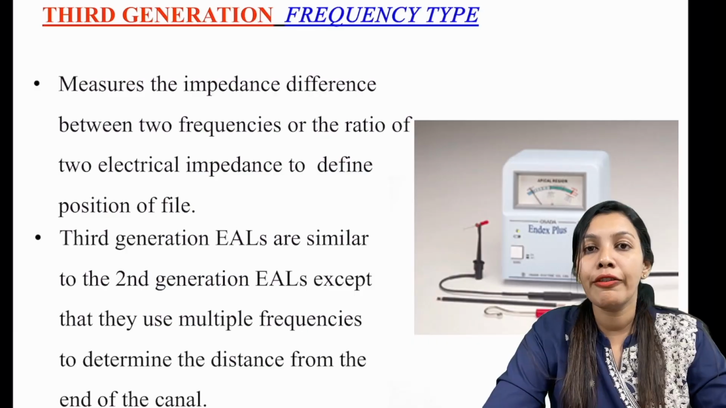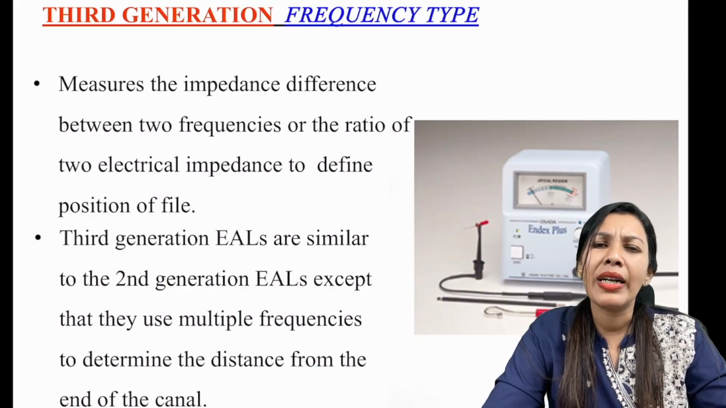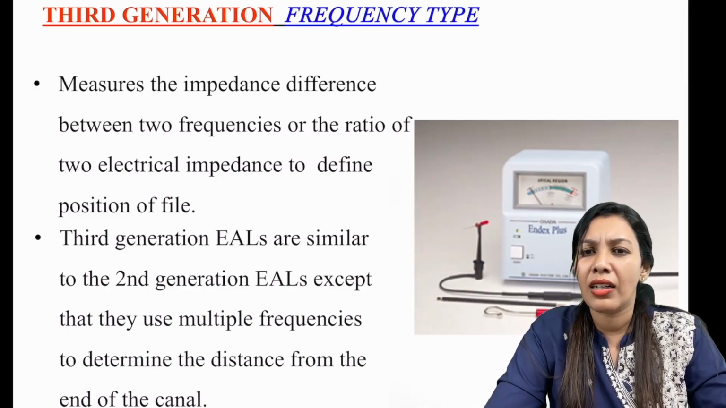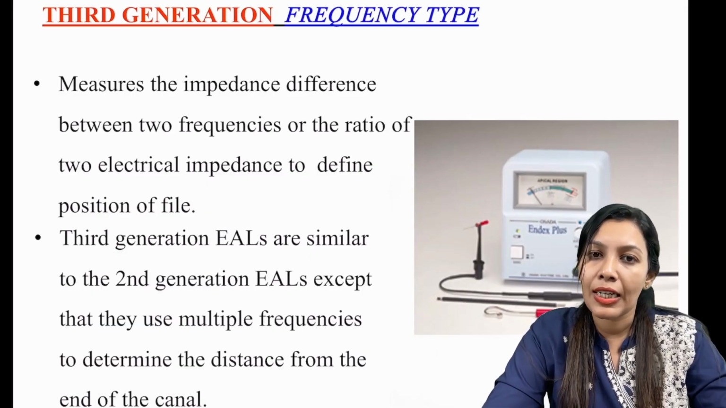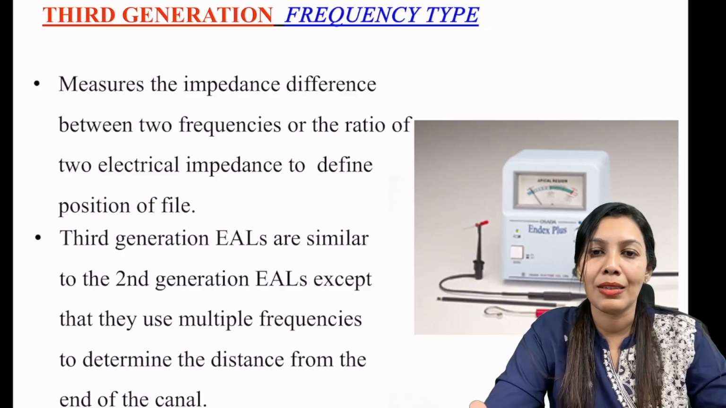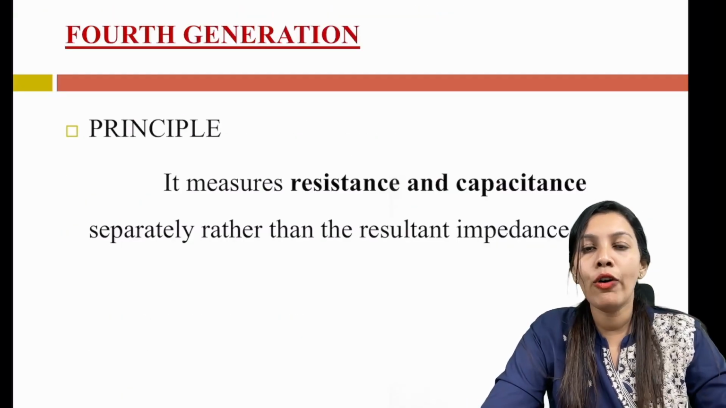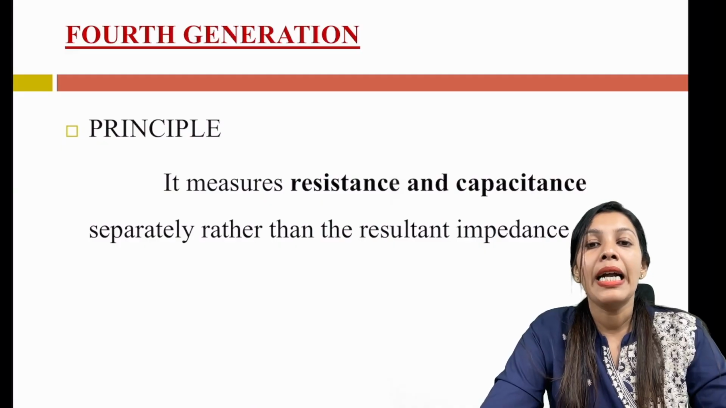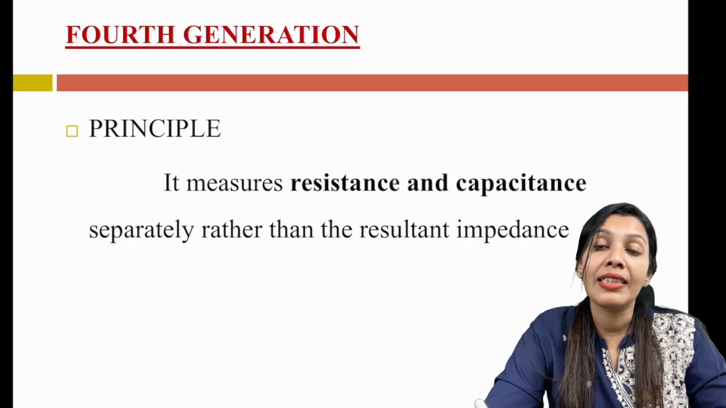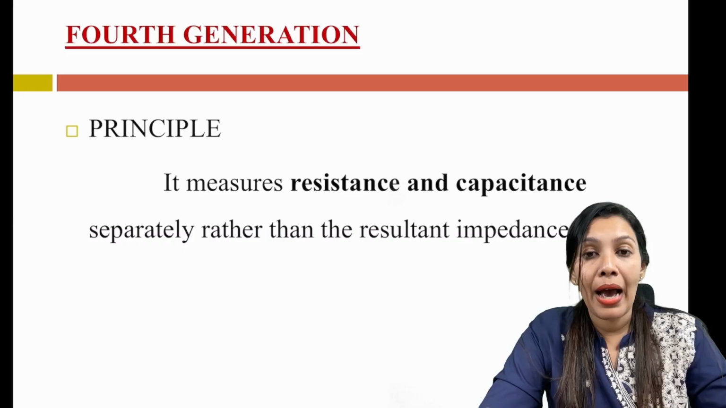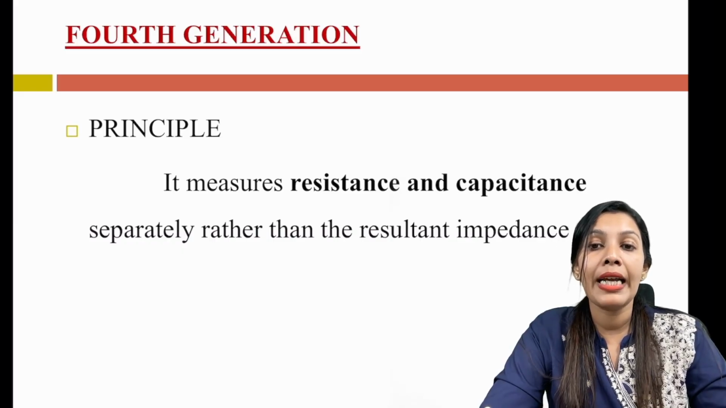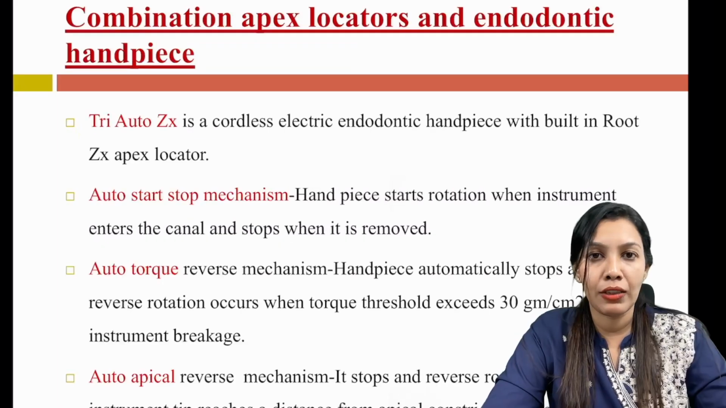That shows that we have reached the cemento-dentinal junction. Third generation, RIF is the code we used. F for frequency. So again, the frequency is being calculated. Nothing much to explain, just memorize that it is the frequency type. The frequency difference between the periodontium and the hollow canal is being calculated. Fourth generation, just know the name. It is a combination of resistance and capacitance, that is the first one, resistance, and a newer term, capacitance. It is calculated separately rather than in the impedance form.